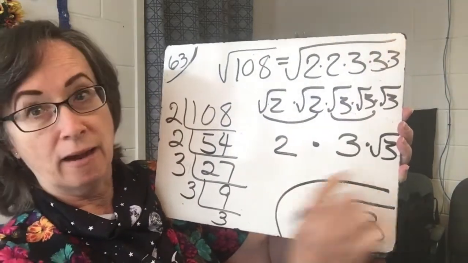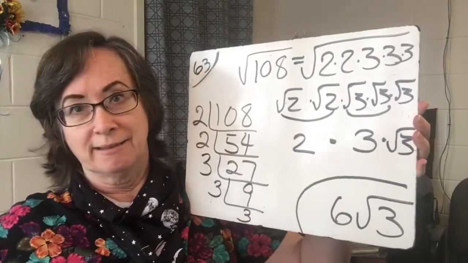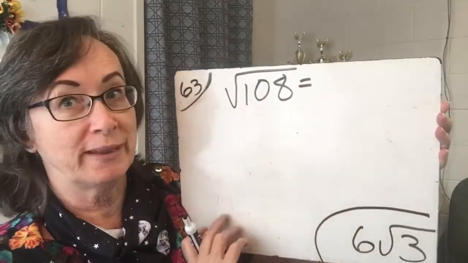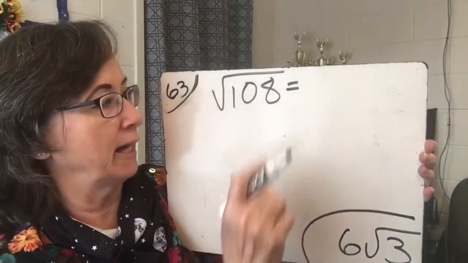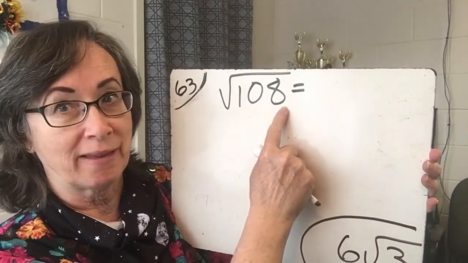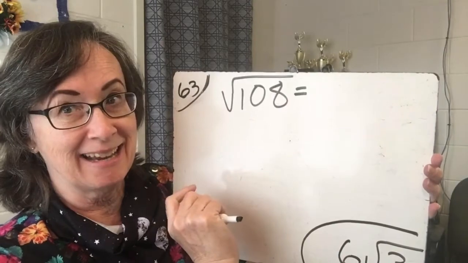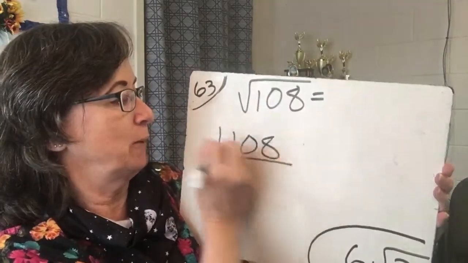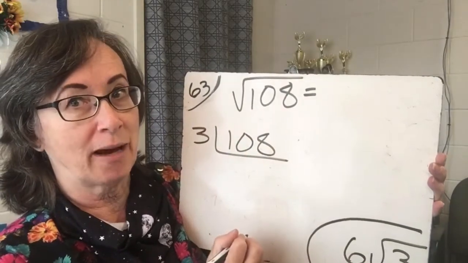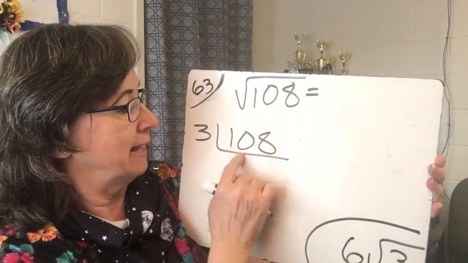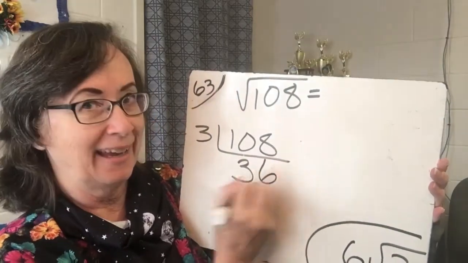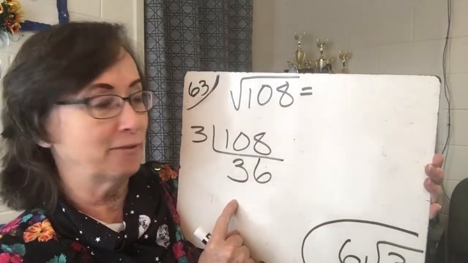Okay, so now I'm going to do it the other way. If I'm going to do it the other way, I would notice right away that this is divisible by 3 because 1 plus 8 is 9, and 9 is divisible by 3. So if I started out by doing a 3 first in my prime factoring, then that's going to go into there 3 times with an 18 left over. Lo and behold, I find my perfect square.